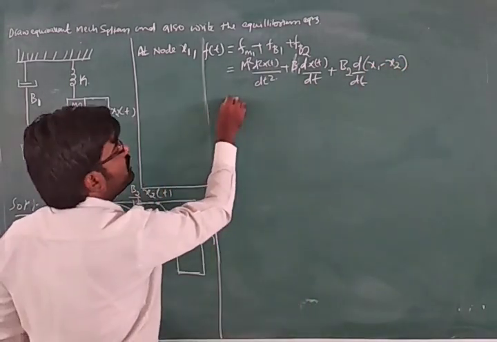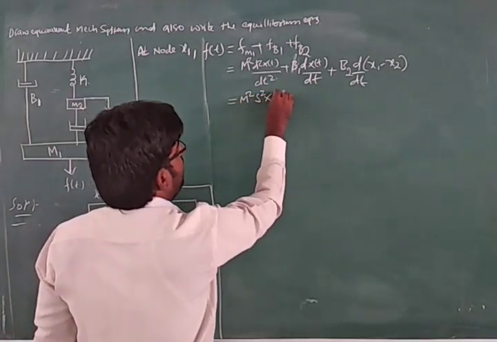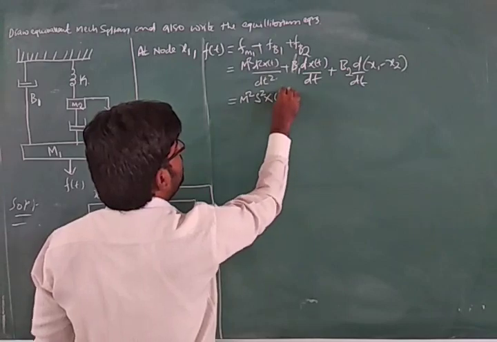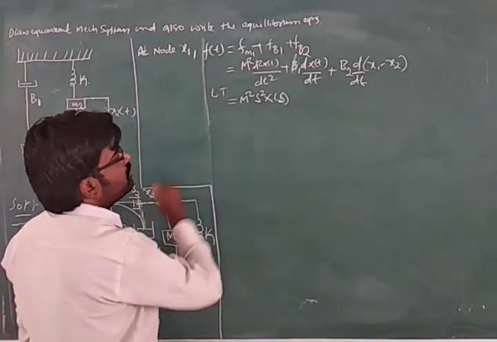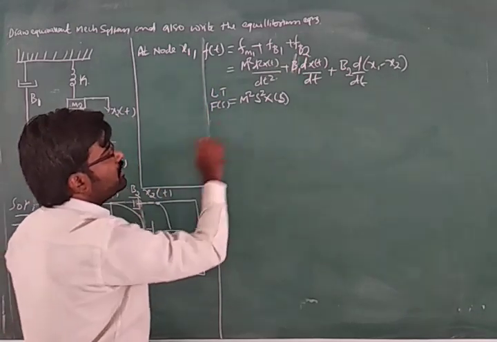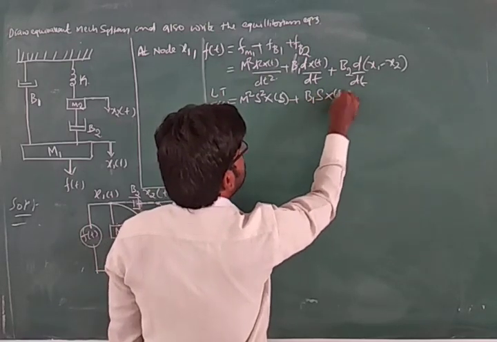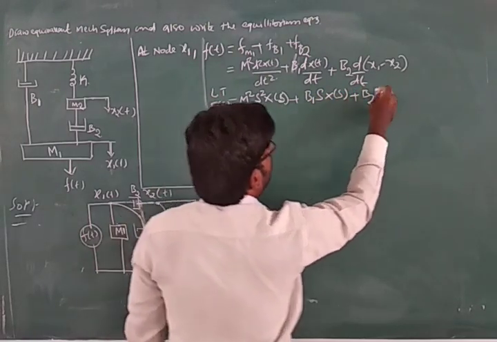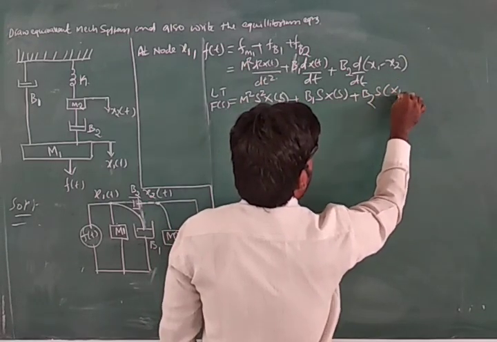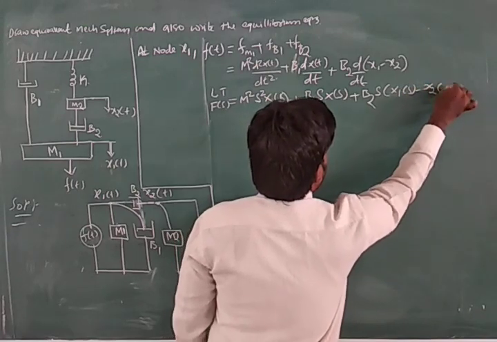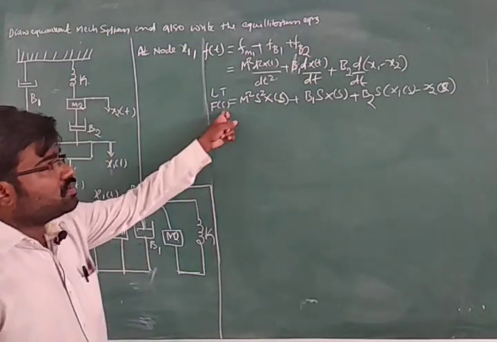Then you simplify this further, now I will write completely. I am taking the Laplace transform. So the Laplace transform is F of s equals m1 s square x1 of s plus b1 s into x1 of s plus b2 s into x1 of s minus x2 of s. So this is the first node.